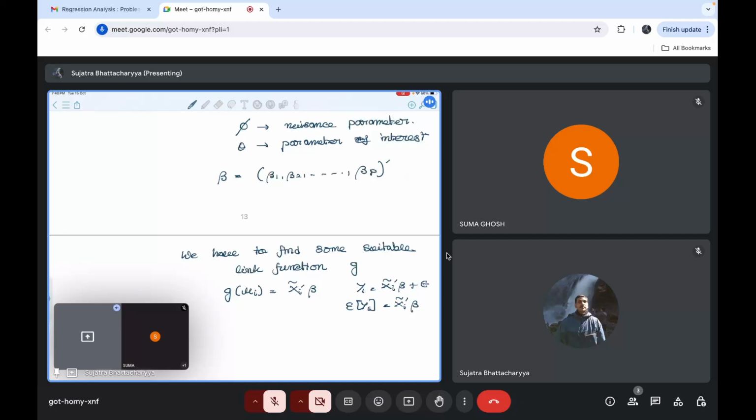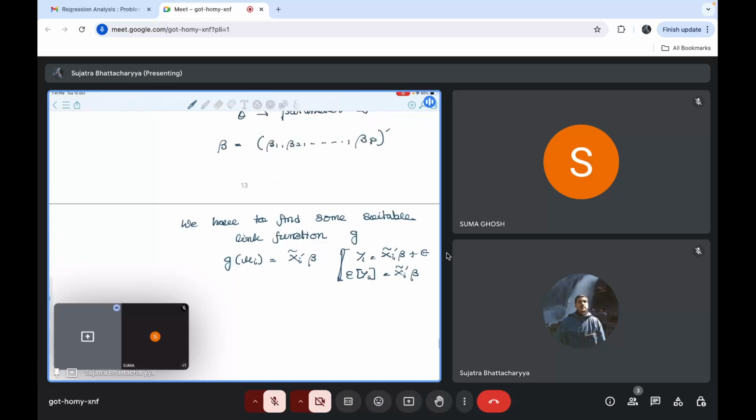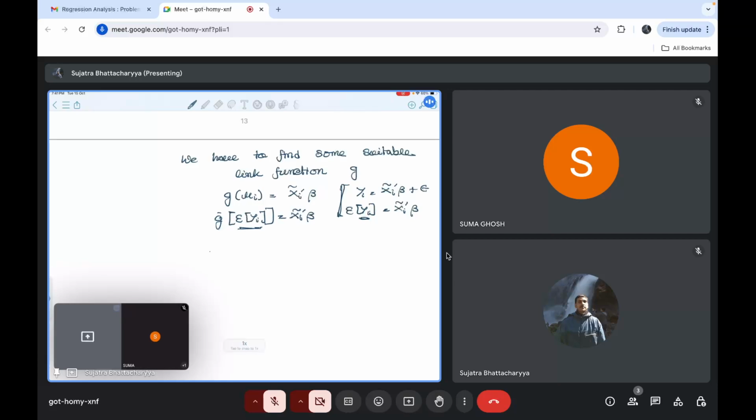We have discussed this because the expectation of epsilon is 0. This is for the multiple linear regression model in general. But here, since it is not from the normal distribution, we are writing some g of mu is equal to xi prime beta. That is, g of expectation of yi should be xi prime beta. This is the difference. Instead of expectation of yi, it will be some link function of expectation of yi. That's the difference.